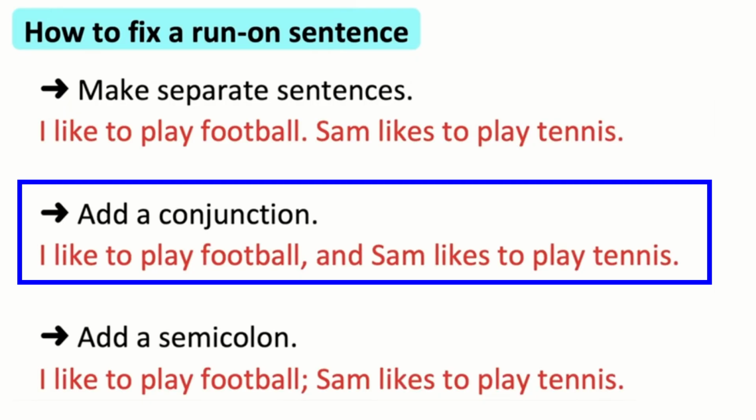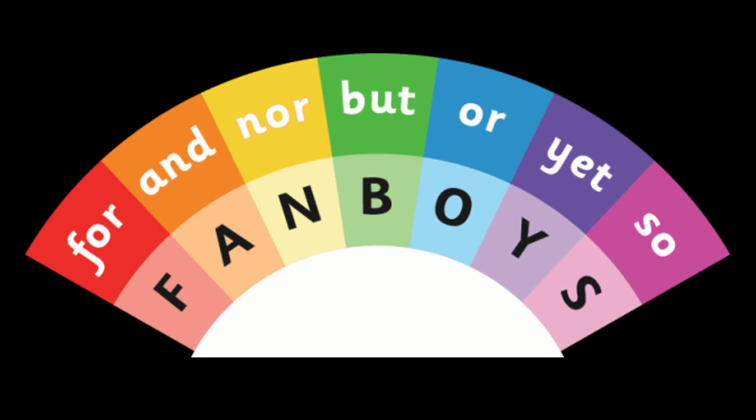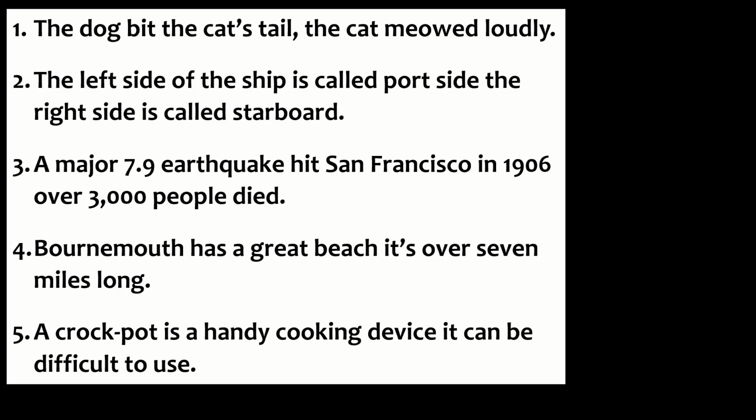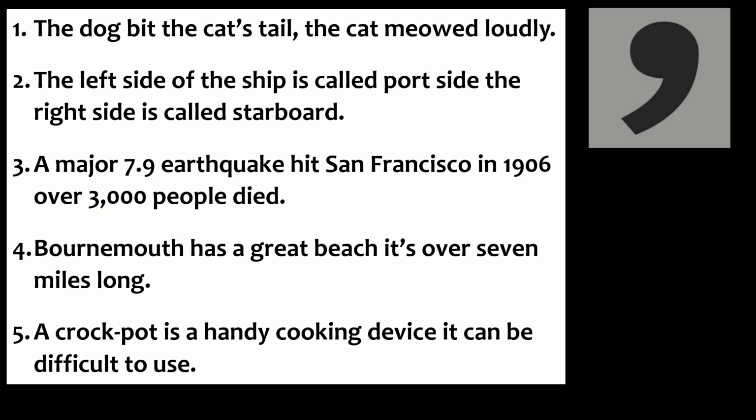Okay, so add a conjunction. Okay, so probably you've heard this before. FANBOYS is sort of the simple conjunctions. However, you can push yourself with more ambitious subordinating and paired conjunctions, obviously depending on the sentence. So you don't always have to put and. In fact, if you want to get a good grade, you don't want to use the same word over and over again. So again, have a think, pause the video. Some of these are run-on sentences, some of these are comma splices. So go through it and add the conjunctions.